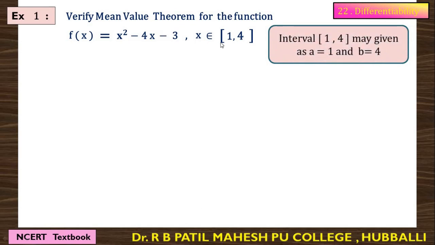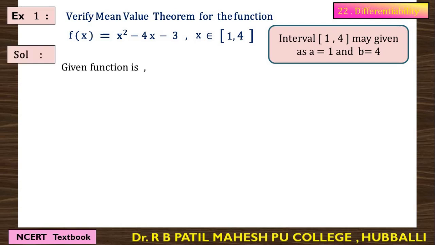So this closed interval 1 comma 4 may be given as a is equal to 1 and b is equal to 4, instead of x belongs to 1 comma 4. They may give the interval 1 comma 4 in this manner, where a is equal to 1 and b is equal to 4. Like that they give in the example. Now see the solution.